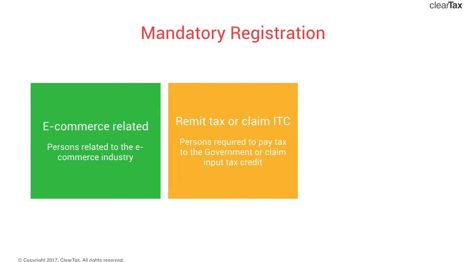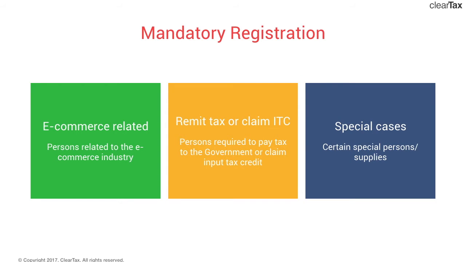The second category is of remit tax or claim input tax credit. If a person is required to pay tax to the government or he wants to claim input tax credit, then he'll have to be registered. The third is a special category which includes special persons or supplies. So these are the 3 broad categories.